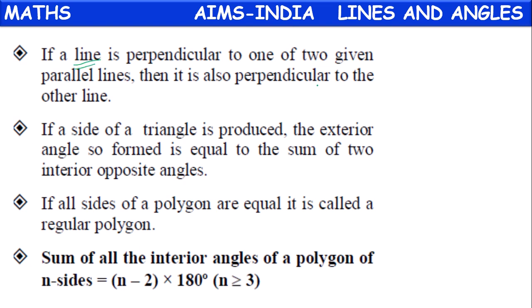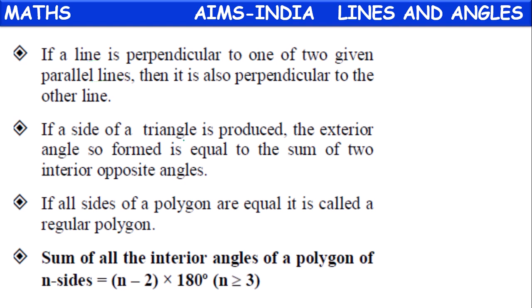Next, if a line is perpendicular to one of two given parallel lines, suppose two parallel lines are there, and this is the transversal. If this transversal is perpendicular to one line, automatically it will be perpendicular to the second line because these two are parallel.